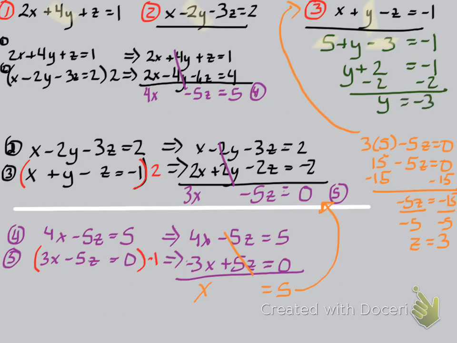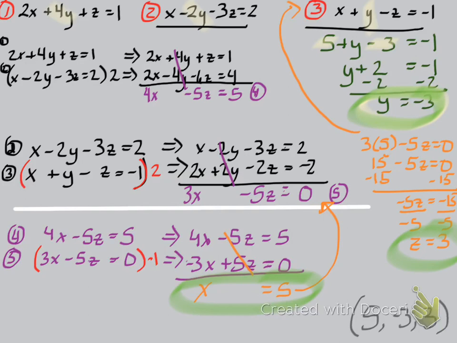So now I have my 3 that I have solved for. I have x equals 5, y equals negative 3, and z equals 3. And so I come down to the very bottom, and I'm just going to give my solution set. 5, comma, negative 3, comma, 3, because I go in order, x, y, z.